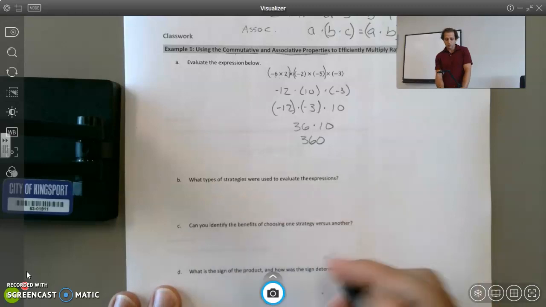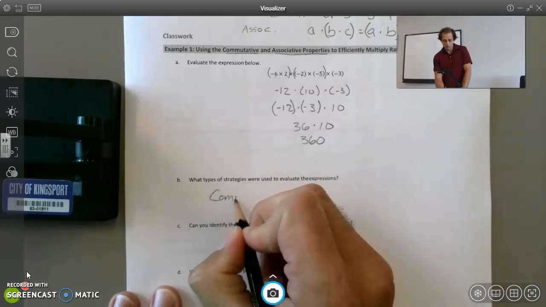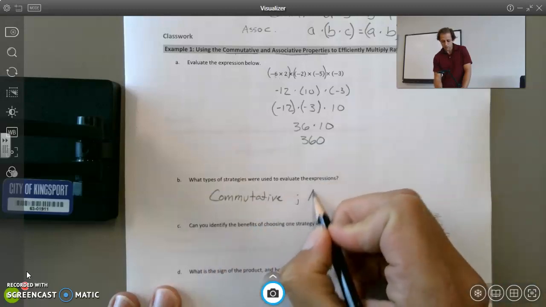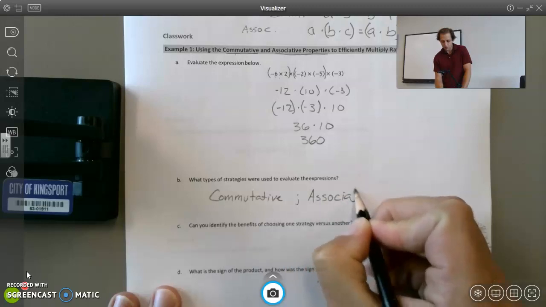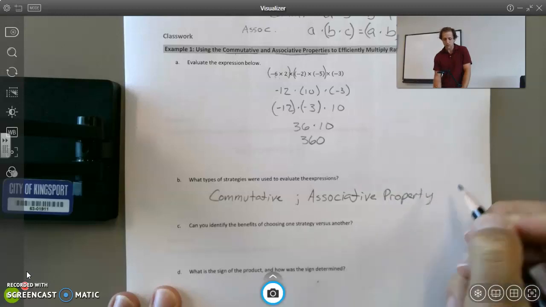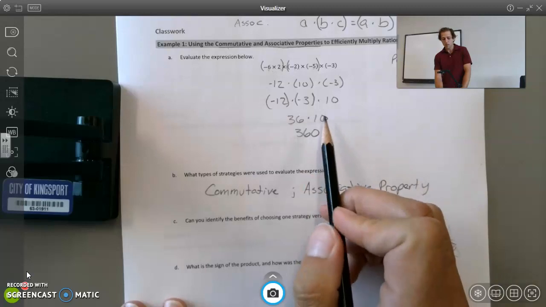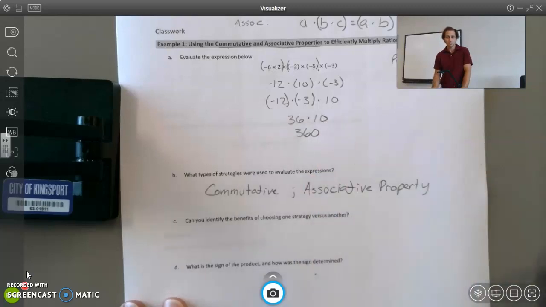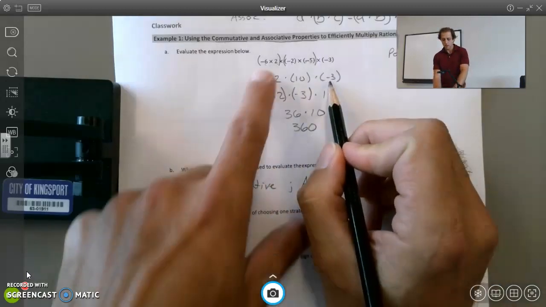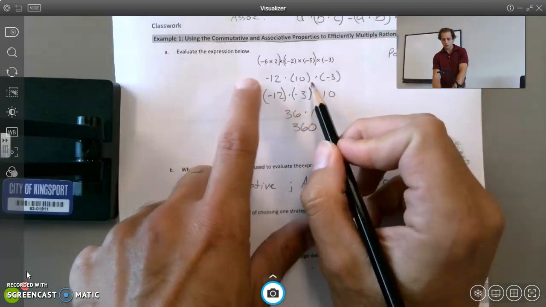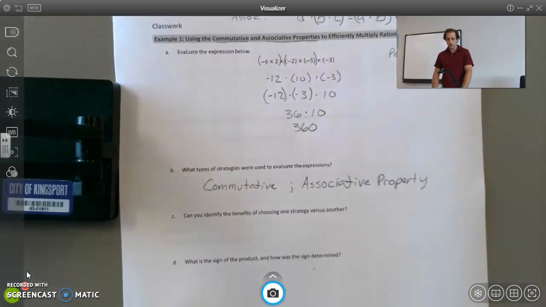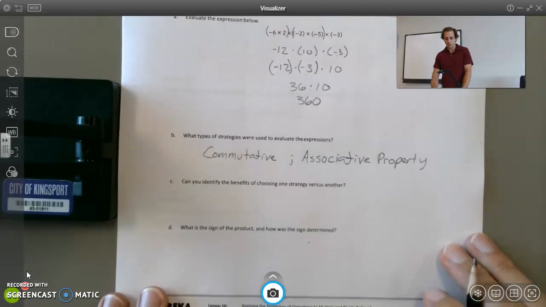What types of strategies did we use? Well, we used the commutative property. We used the associative property. And we could even say that we used our understanding of place value to know that if we multiply by 10, everything just increases by place value. So here this was associative. Then we had commutative because we moved the numbers. Then we chose to multiply the first 2 together using associative again. So we used our strategies here in order to make that a relatively easy multiplication problem.